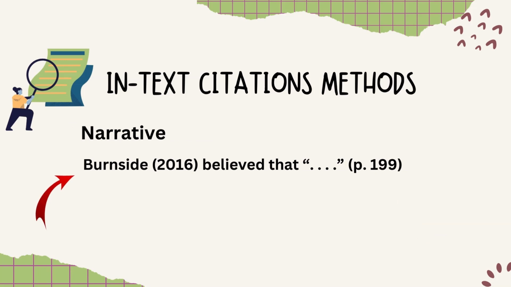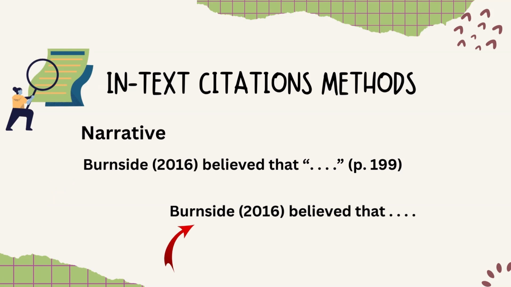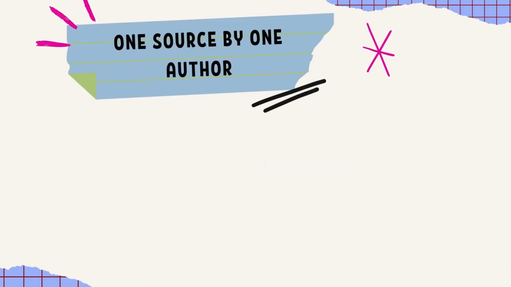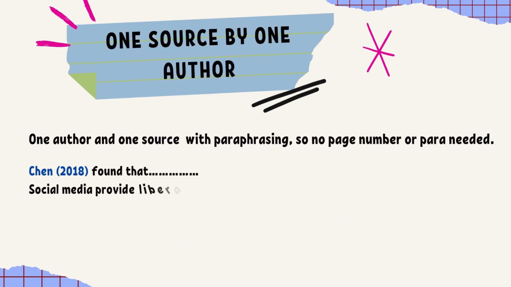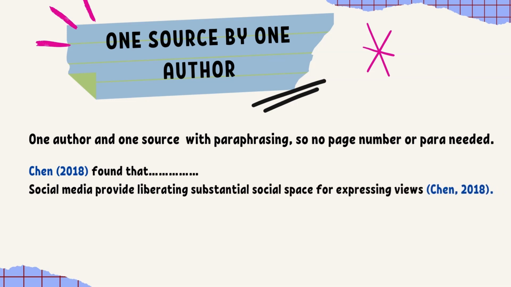And for narrative citations, some information, usually the author's or co-author's last name, is incorporated in the running text, and the year and page number, if needed, come in the parentheses before the period. So let's discuss different cases one by one. One source by one author. So you can clearly see that here we just write the author's last name and year, and so on.